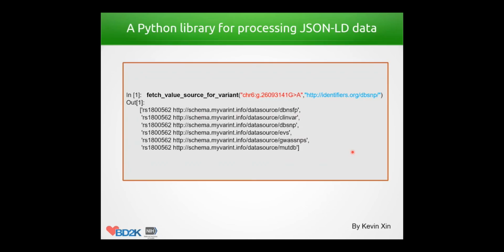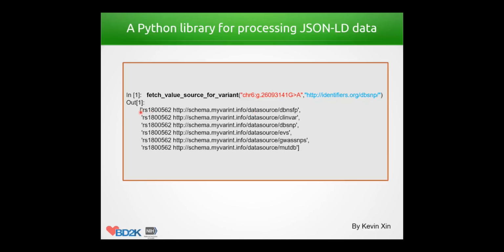This work is mostly done by a graduate student in our team called Kevin Shin. He already developed some library and some helper functions to do this kind of integration. I would like to show you one example here. There's one function called fetch value source for variant. What this is doing is, given a variant, give me all the data, say the dbSNP ID for this variant. Then you can provide the URI for dbSNP, from this identifiers.org UI.